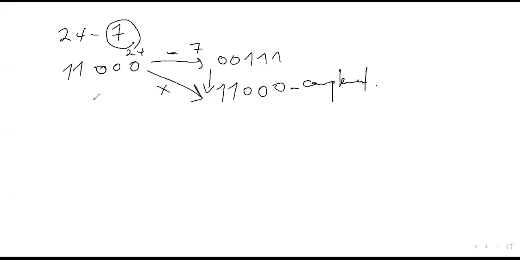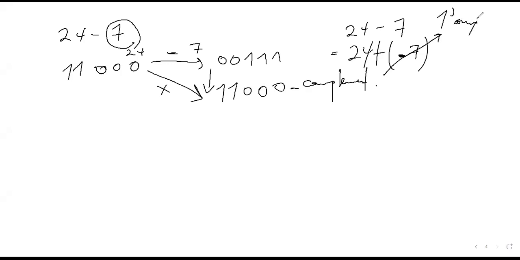I think it's sort of like this: 24 minus 7 is equal to 24 plus minus 7. Does that make sense? 24 plus minus 7. How do we represent minus 7 in one's complement?